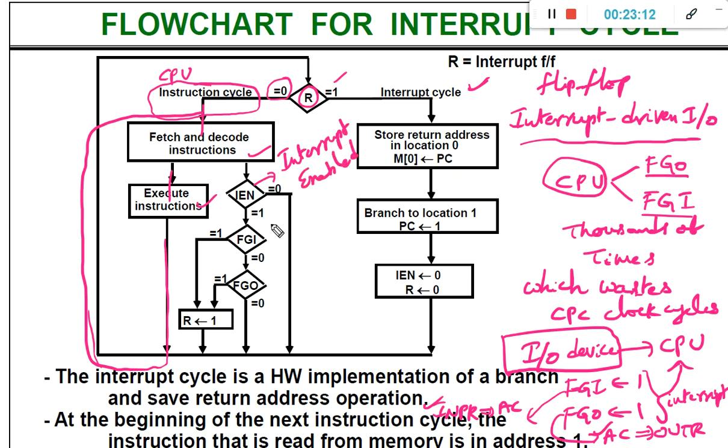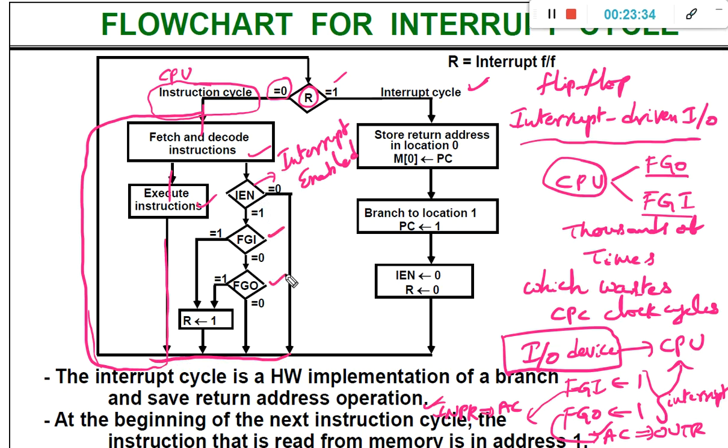Enabled flag. Okay. So if the interrupt enabled flag is 0, what does it mean? We are not going to allow the interrupts. Then it is going to perform the normal execution flow. However, if the interrupt enabled flag is equal to 1, then it needs to check for the FGI value as well as the FGO value.